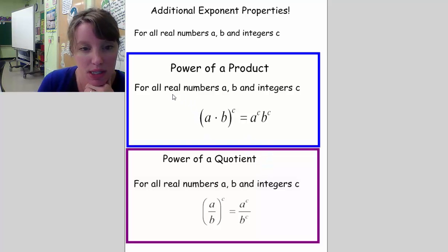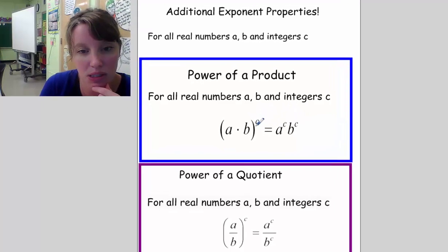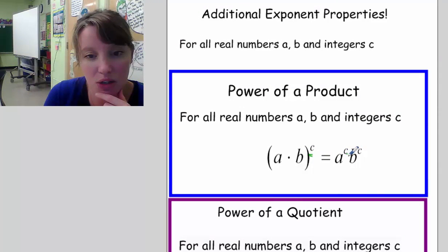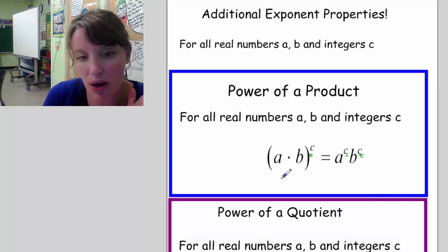The first rule says that for all real numbers A and B, so A and B are allowed to be real numbers, and for all integer values of C, so C can be positive or negative whole numbers, or whole numbers and their opposites, which are integers, it says that when you have two things that you're multiplying, you can take the exponent and put it into both of the factors. So what we're doing with the C here is raising each of these factors to the power of C. And this actually works if you have more than two factors.